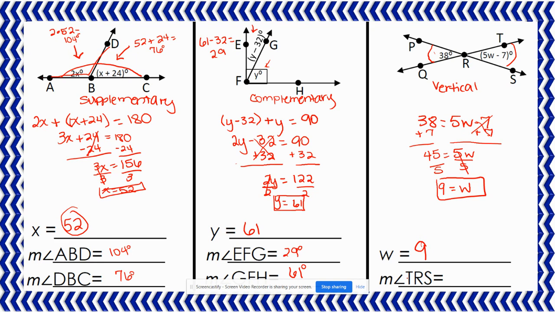And then it asks for the measure of angle TRS. Now, I can plug in 9 for W. So I can say 5 times 9, and then minus 7. 5 times 9 is 45, and 45 minus 7 gives me 38. Or I can also recognize that because these are vertical angles, since this one measured 38 degrees, this one will also measure 38 degrees. So I can just recognize that they're vertical, so they are congruent, and that one will automatically be 38 degrees.